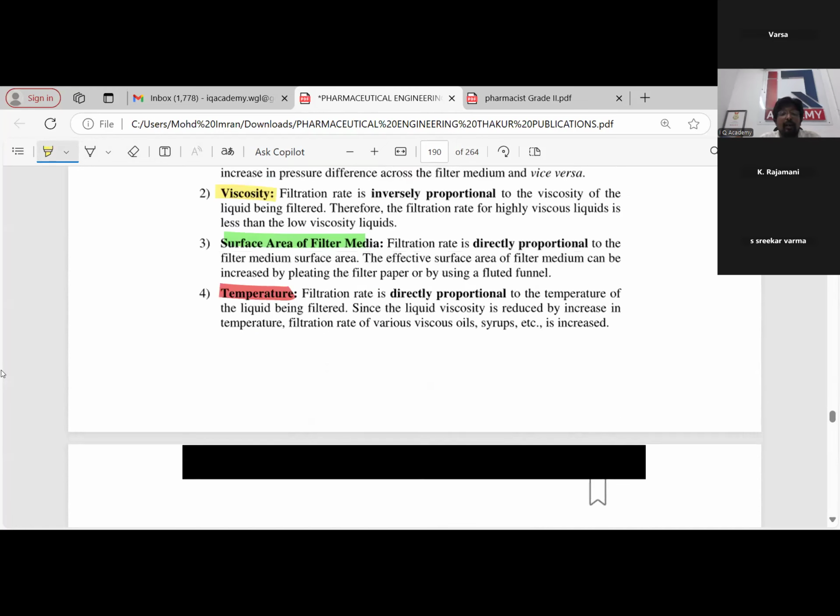So we already discussed directly. Mahesh sir, directly proportional. Particle size, yeah, good. Others, pore size directly proportional. Thickness of the cake inversely proportional.